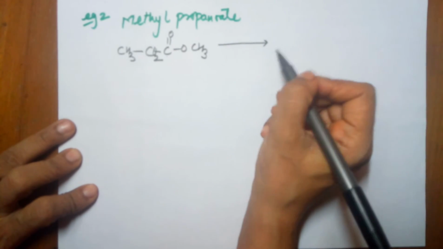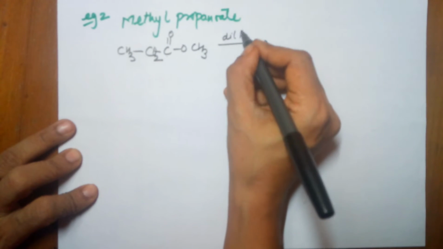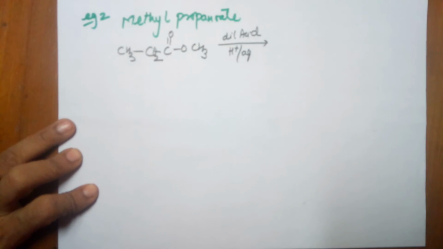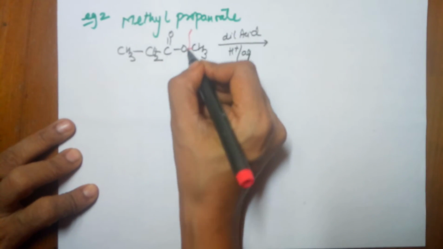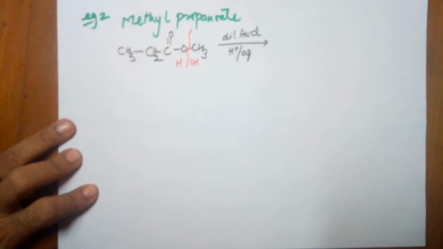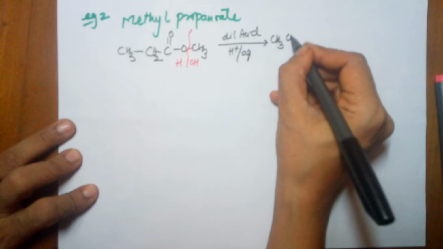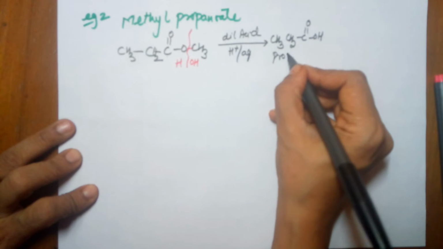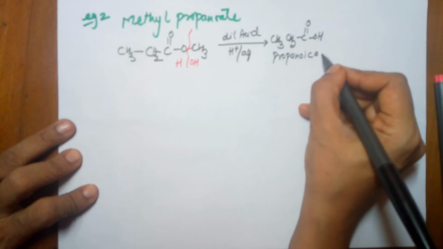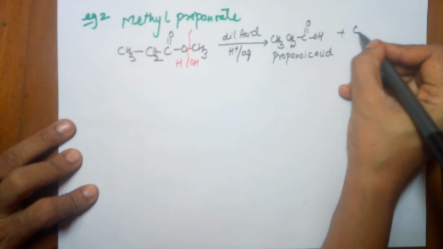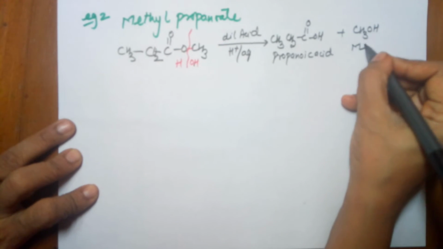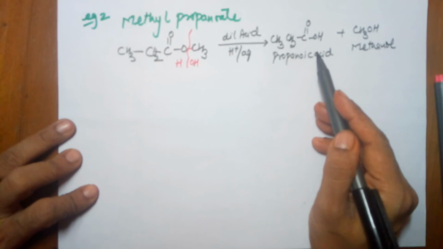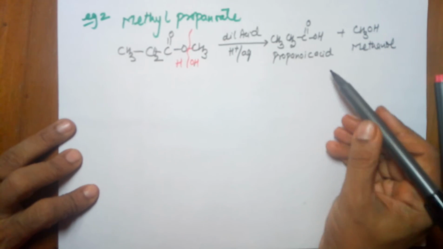And if you make it undergo hydrolysis, I write dilute acid or I write H plus aqueous. That's up to you. When you add water to it in the presence of an acid, this cleaves, you get an H here, an OH here, and you end up with CH3CH2COOH, the carboxylic acid, which is propanoic acid. And you end up with an alcohol of 1 carbon, which is methanol.